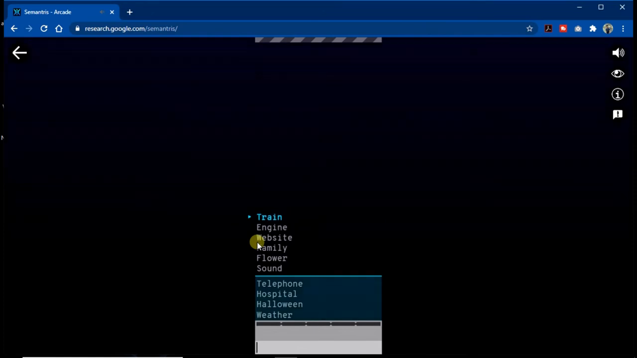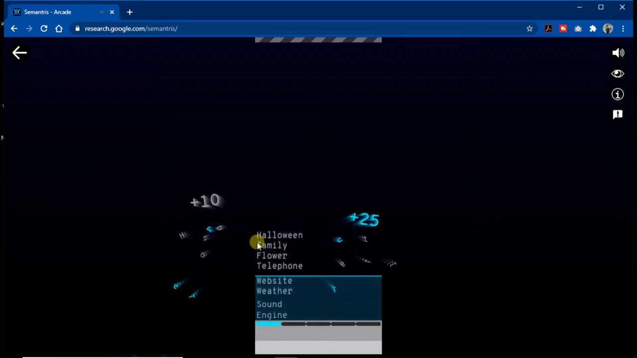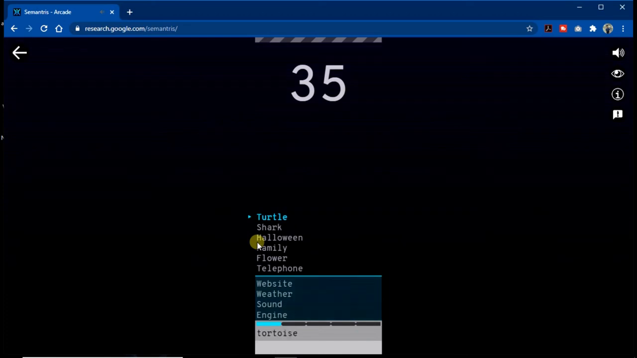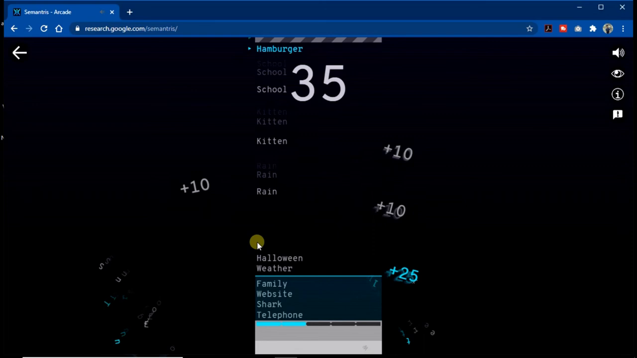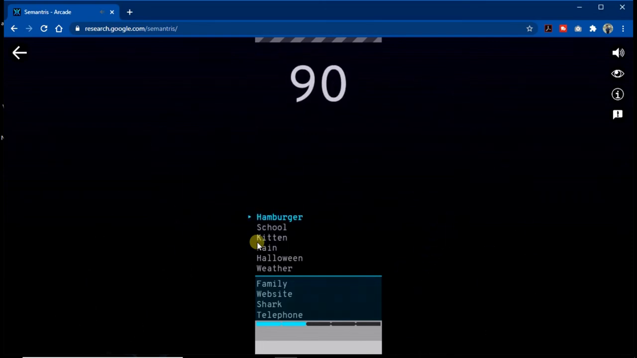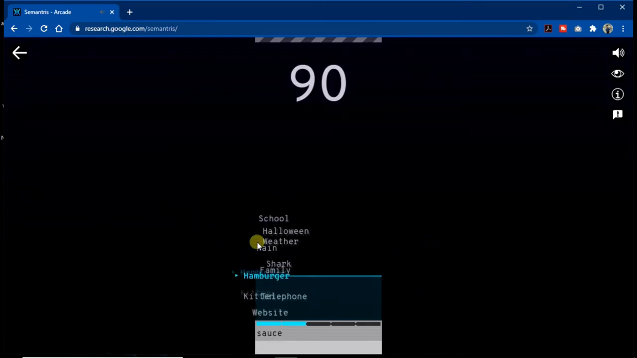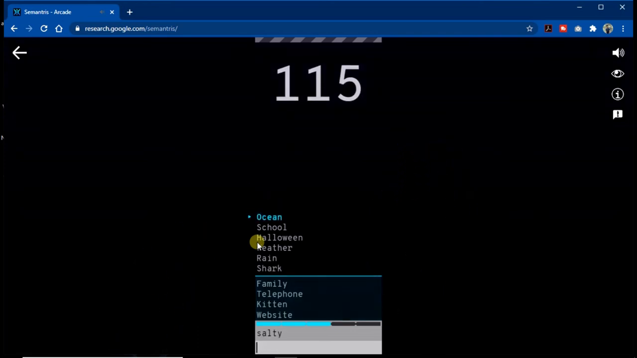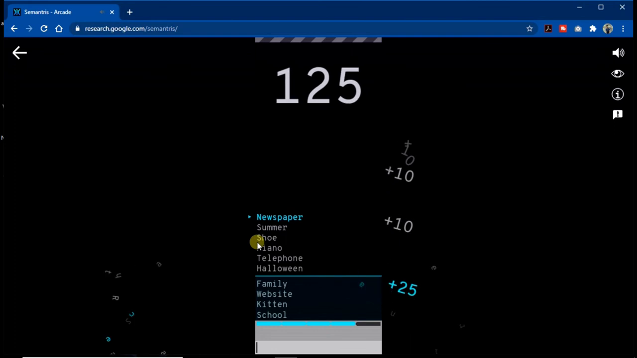Okay, train, I've got track. Okay, it's going to eliminate the train now. Yes, that's going to eliminate the train. No, I'm not going to talk much. I'm just going to play in front of you. Turtle, I've got turtle, so I'm going to go for tortoise. Yes, that's correct. Tortoise. Go for hamburger. A hamburger comes with sauce. That's correct. It comes with sauce. It becomes ocean, but it's salty. Ocean is salty. That's correct.